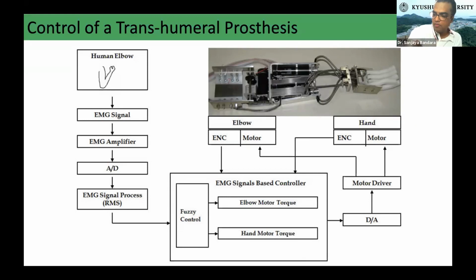Now when we flex and extend the elbow, only one muscle is activated at a time. But in this algorithm, when both muscles are activated together, the hand is open, and when these muscles are relaxed, the hand is closed. So this is how they did the control using a fuzzy controller.